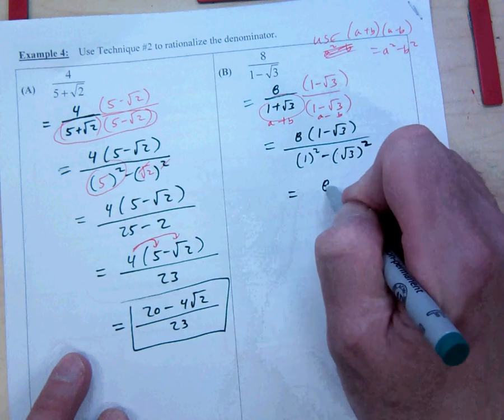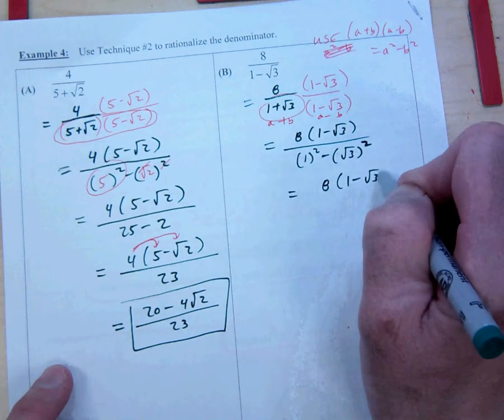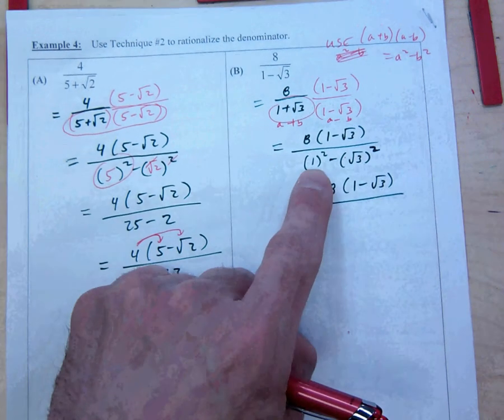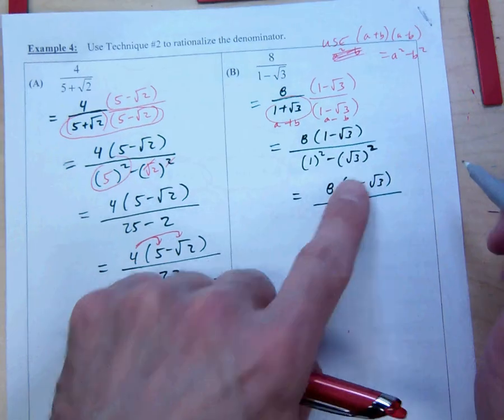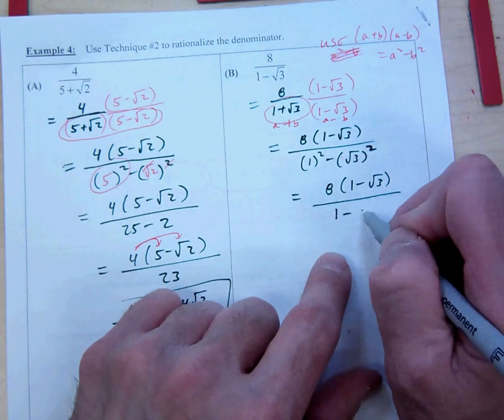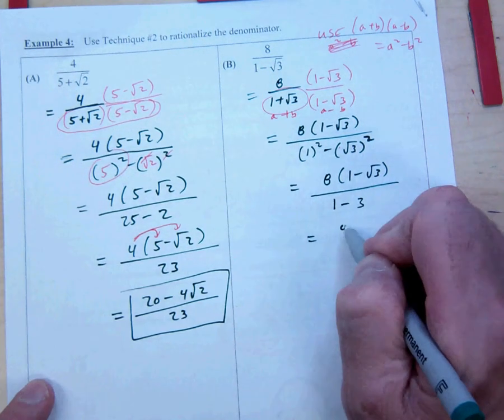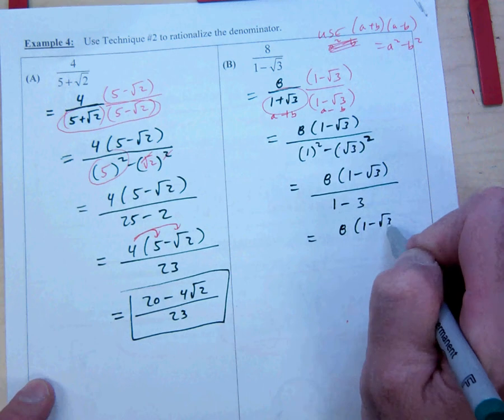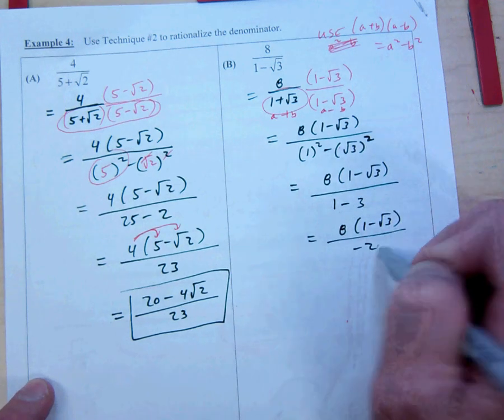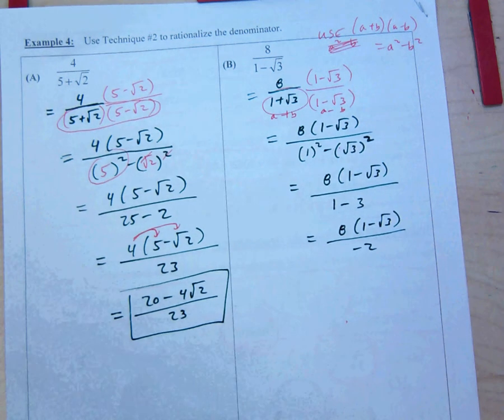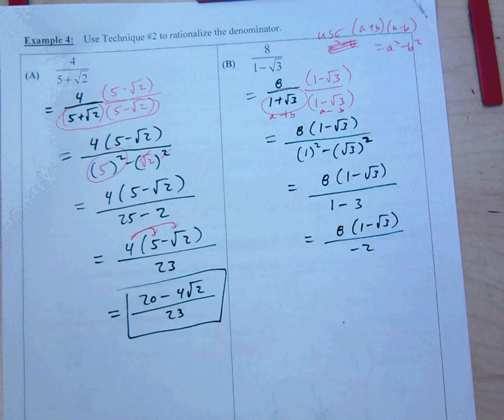So again, leave the top alone for now. In the bottom, don't I get 1 squared, which is 1, and then square root of 3 squared is just 3, isn't it? Don't distribute yet. Don't distribute until the very last step. Okay, any questions so far? I'm not done, but I'm getting close.